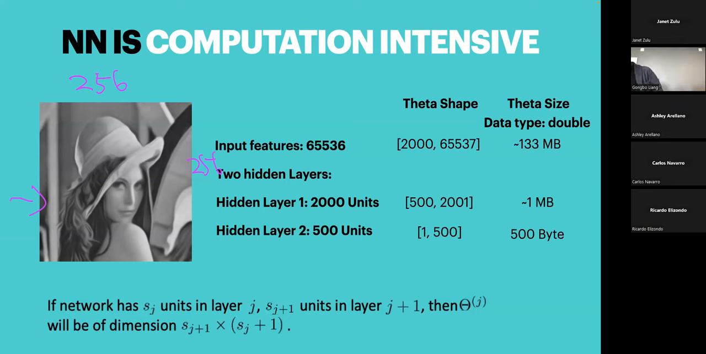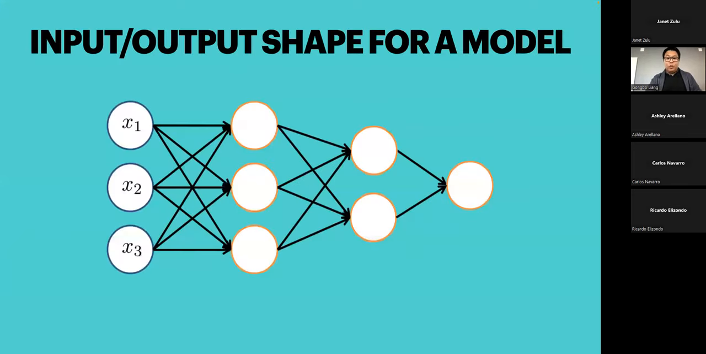Because the first hidden layer itself has 2000 neurons, and it needs to take 65,000 inputs. So the total number of parameters will be 2000 times 65,000. For each one we get a value from the multiplication, right? If we store the value in a double variable, that particular layer will give us 100 megabytes. This is why neural networks weren't a big thing before 2010.